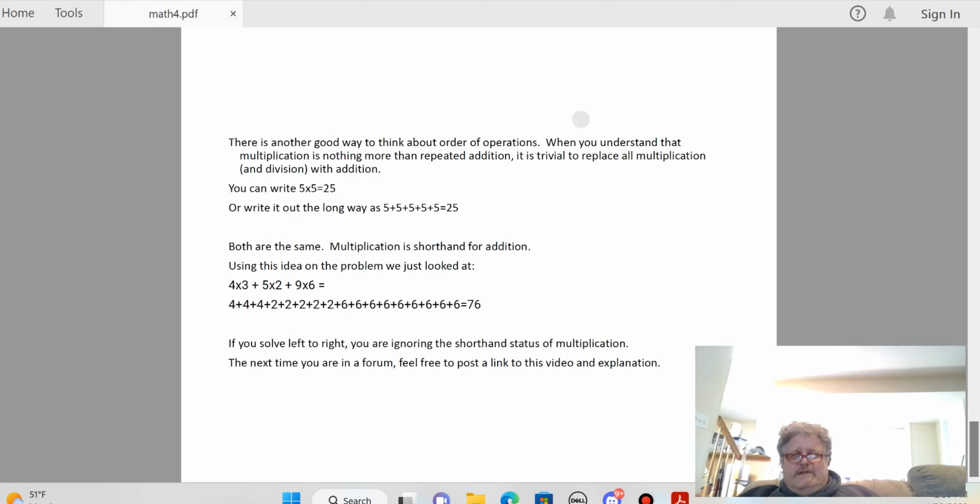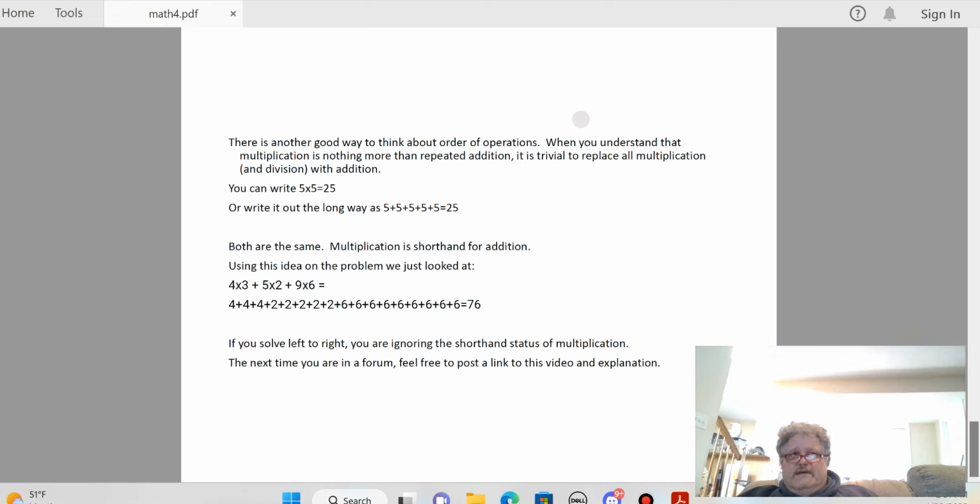There's another good way to look at order of operations because some people go, well, gee, I still don't get it. Like, why would you not go left to right? Why do I have to stop and consider multiplication or division? Well, a really good way to look at it is to realize that multiplication is nothing more than repeated addition. It's trivial to replace all the multiplication and division with addition.